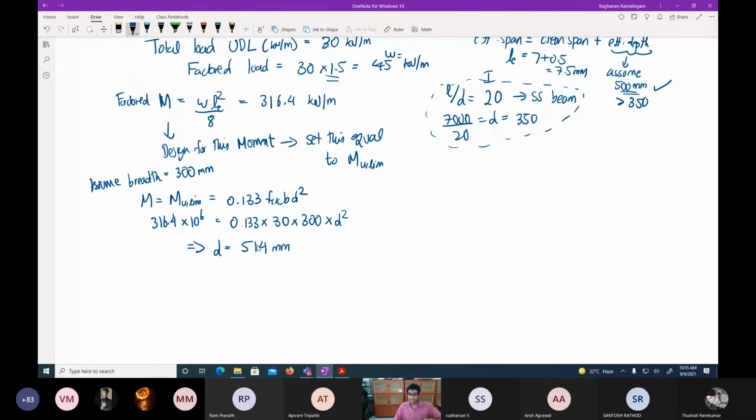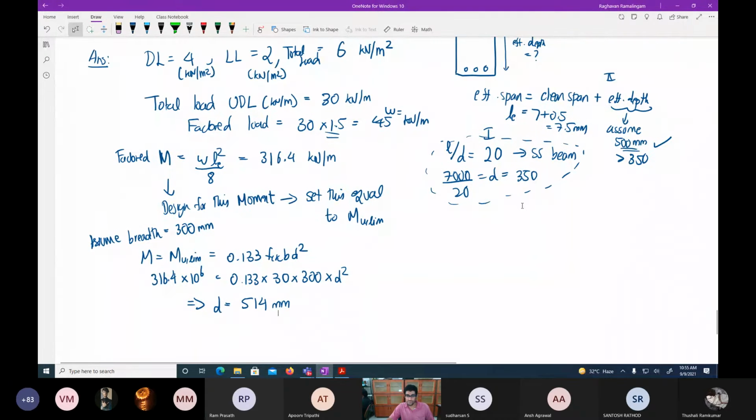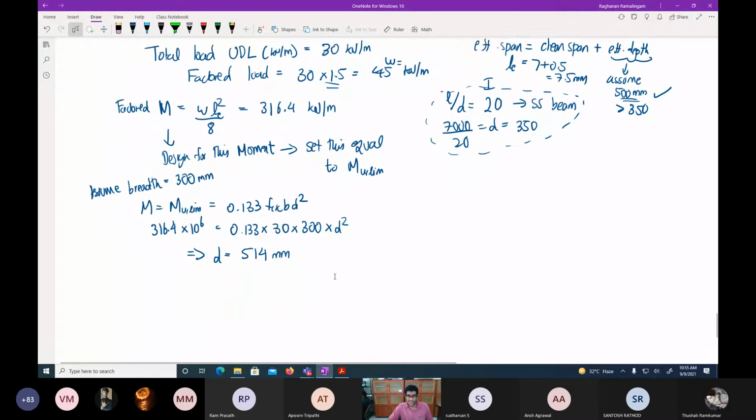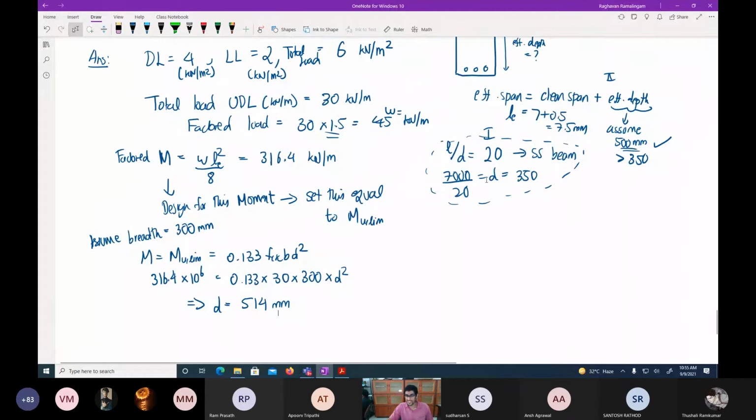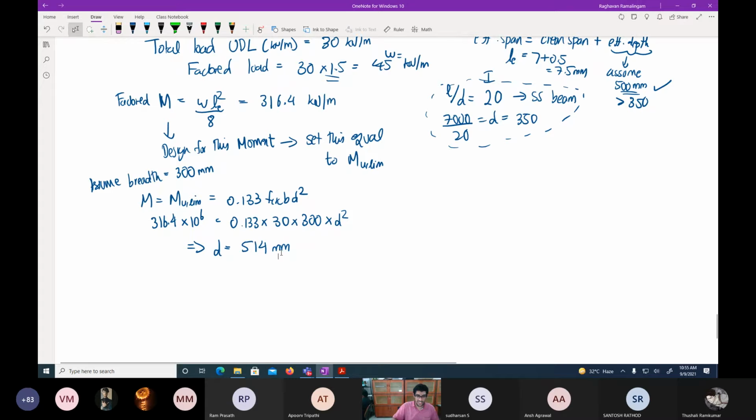So from the strength calculation, I get that I should have 514 mm. Initially I assumed 500 mm. It's a 14 mm difference, not a big mistake, so I can keep it as it is. I assumed something initially in order to calculate the effective span, and it's not that much different, so I don't bother too much. I just leave it as 514 mm. Usually it's not a very good idea to give 514, 517, 511 mm and so on. It's very difficult on site for somebody to give a 514 mm effective depth.